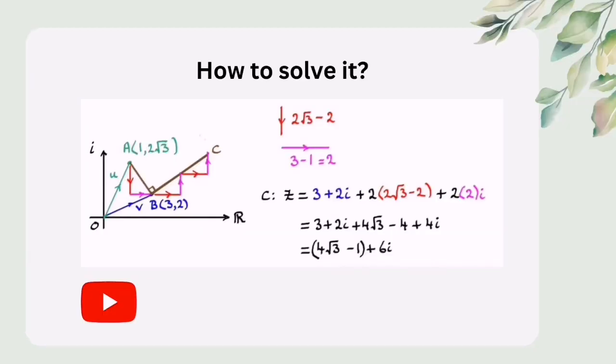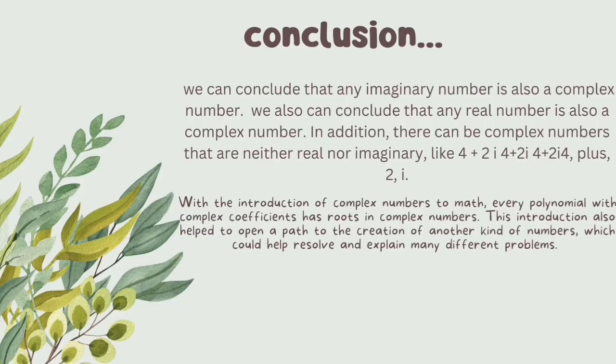This is the solution of the question. The conclusion on complex numbers is that we can conclude that any imaginary number is also a complex number, and the complex number contains imaginary and real numbers.